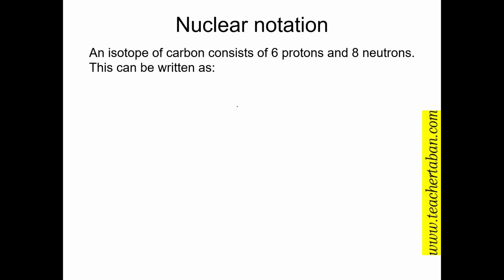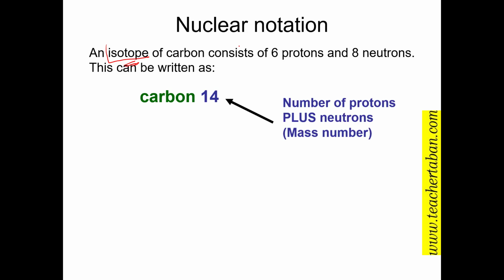So we have this: an isotope of carbon consists of 6 protons and 8 neutrons. I'll talk about isotopes shortly. We're saying that this can be written as carbon-14, simply carbon-14. But what does this really mean? How do we represent this? That 14 is simply the atomic mass, or what we call the mass number or the nuclear number. They all mean the same thing.